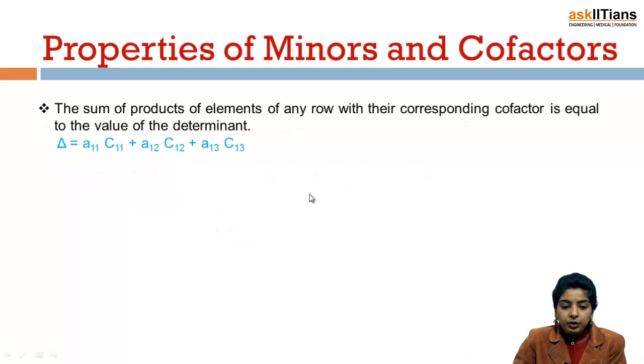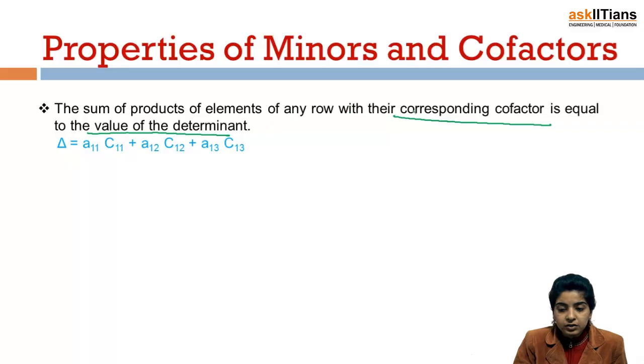Now we have certain important properties of minors and cofactors. The sum of products of elements of any row with their corresponding cofactors is equal to the value of the determinant. What does that mean? The sum of products of elements of any row with their corresponding cofactors. Just remember, corresponding cofactor, this is important, is equal to the value of the determinant. We have just now computed the determinant on the basis of this property only.